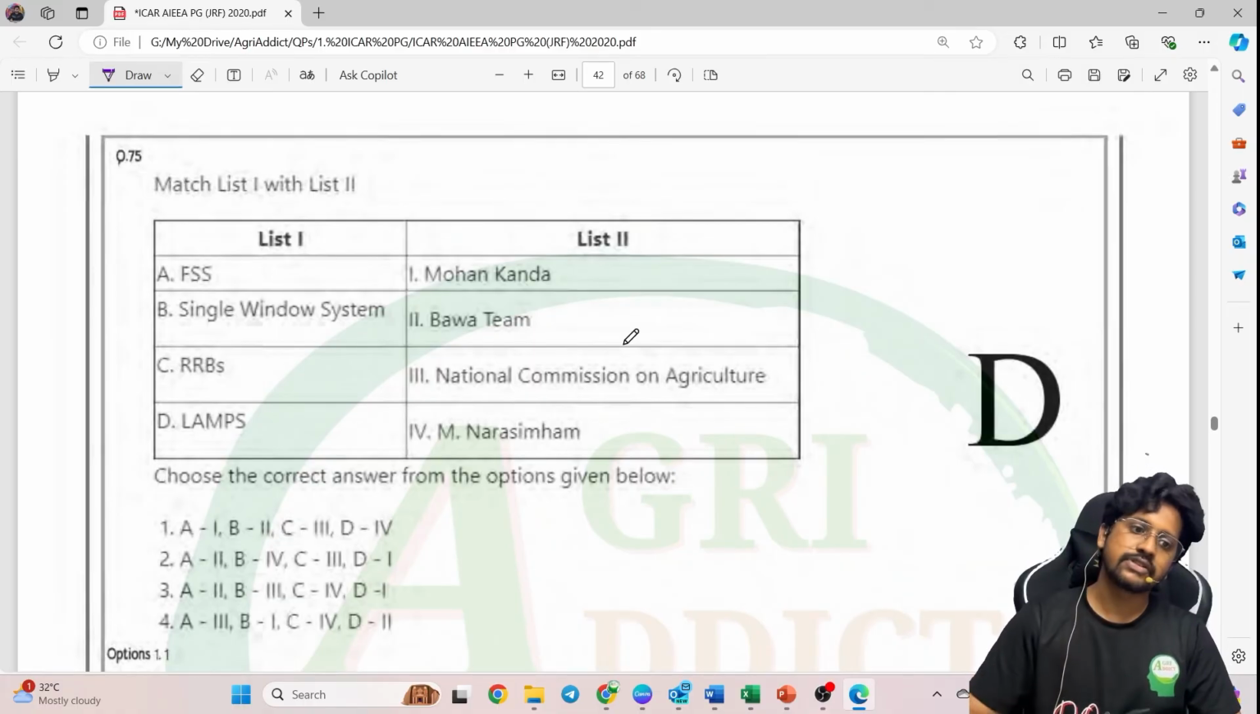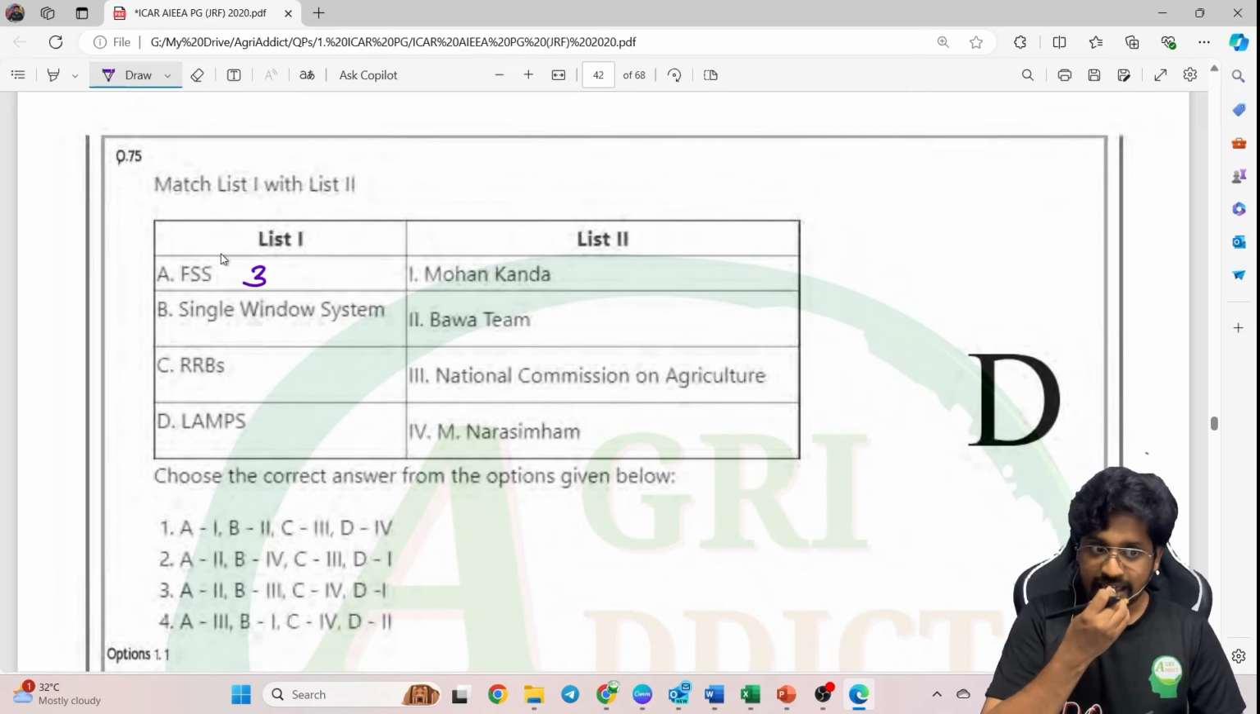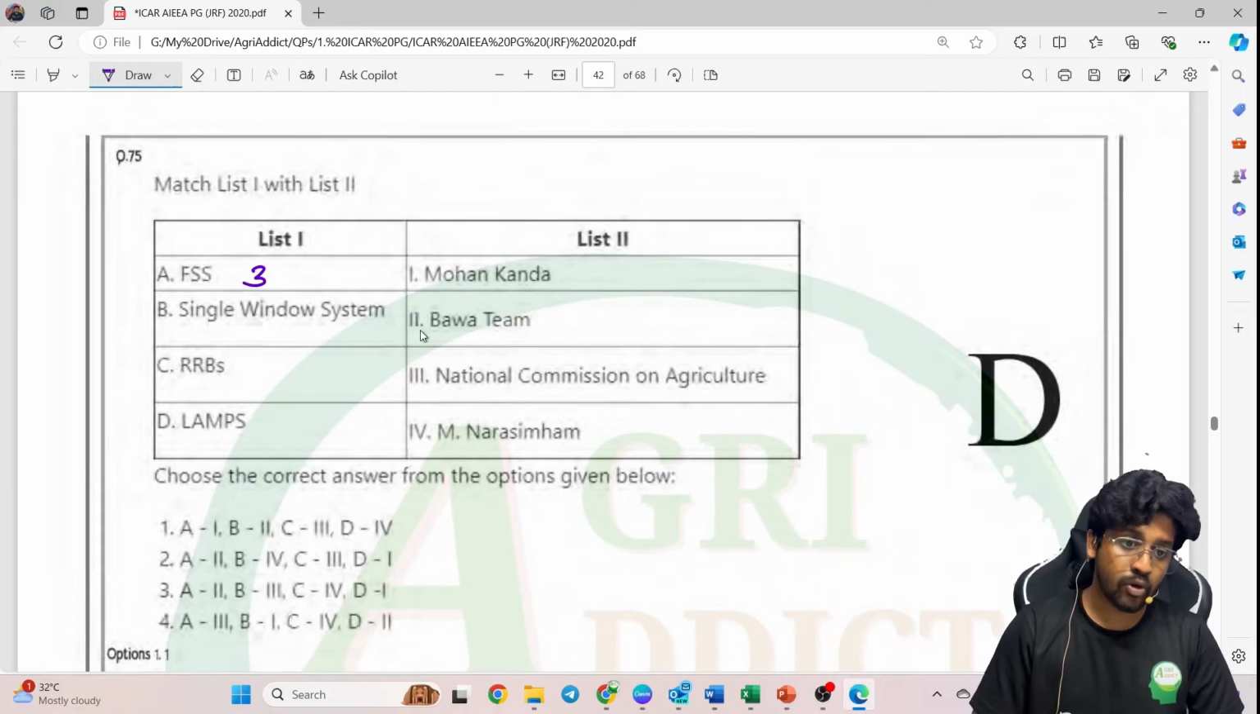Farmer service societies were established on the recommendation of the National Commission on Agriculture in the year 1971. So therefore A can be connected with 3. The single window system was actually developed by the Mohan Kanda committee, so therefore B can be connected with the first one. Regional rural banks were established in 1975 by the recommendation of the Narasimham committee, M Narasimham, so C can be connected with the fourth option.